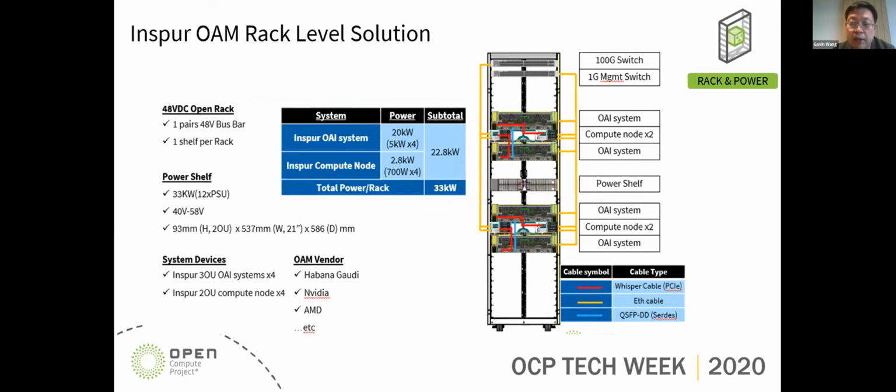Besides the reference system, Inspur is also working on a rack level OAM solution. This is our rack level solution. We base it on the 48 volt ORV3 rack solution. It includes a power shelf, switch, and our OAM system, and the Inspur OCP spec compute node. So we can provide the total rack solution for the end user and customer.